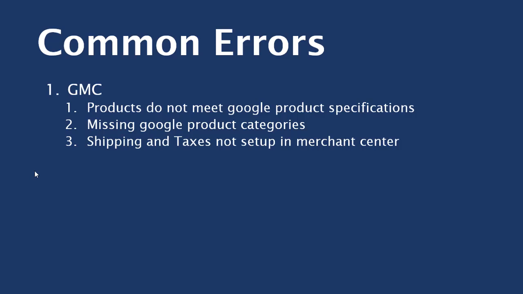So products do not meet Google product specifications. The product specifications is probably the biggest issue that you'll face. Google requires their product data a certain way. The Shopify app looks at those specifications and tries to find those for you before you send that product to Google Merchant Center. But in some cases, products will get through Shopify and go into Merchant Center and still not have the correct specification. So it is important to look at both the Google Shopping Shopify app and Google Merchant Center to see where your products may not be meeting those specs.